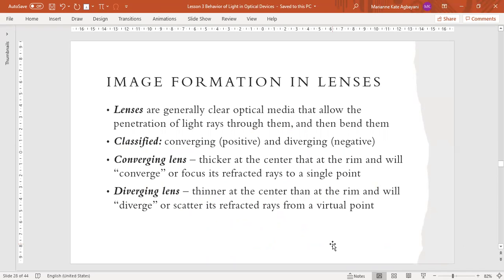Image formation in lenses. Can you take note of the following? Lenses are generally clear optical media that allow the penetration of light through them and bend it. They are classified as converging and diverging. When you say converging, that is positive; when you say diverging, that is negative. Converging lenses are thicker at the center than at the rim and will converge or focus their refracted rays to a single point. A diverging lens is thinner at the center than at the rim and will diverge or scatter its refracted rays from a virtual point.